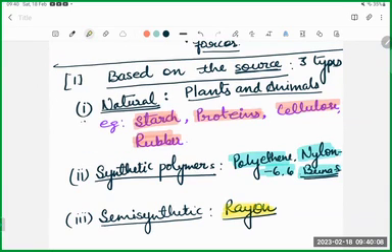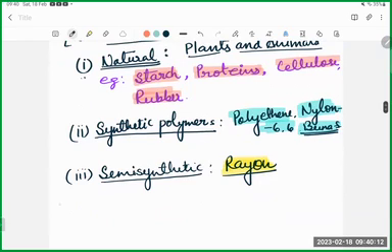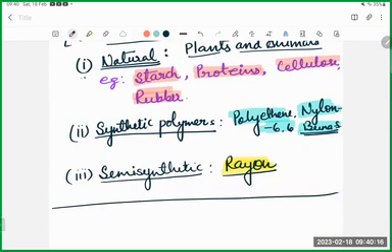Now let's move on to the next classification. From nature we have natural, then synthetic and semi-synthetic. Now let us talk about the polymers which have different structures. And now we are going to arrange them on that basis. So let's talk about the second one, based on structure.